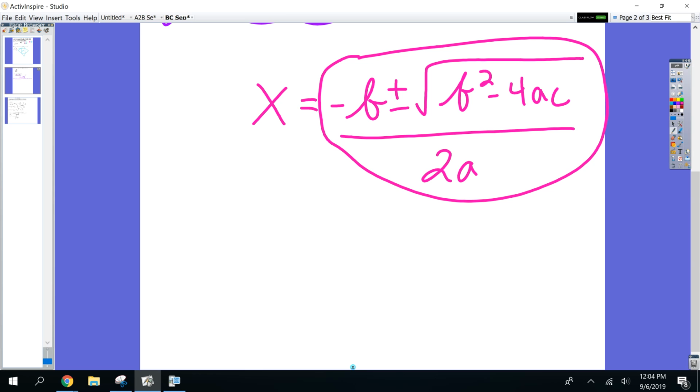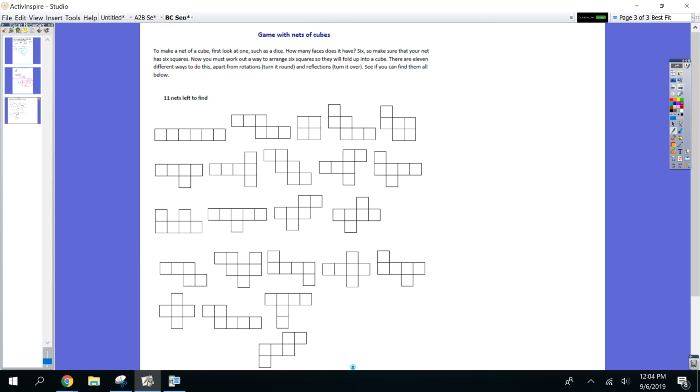All good? All right, last thing we're going to do. Remember how many nets I mentioned earlier today about making a cube? How many nets are there? You're going to find them all. You and your partner right now are going to find all of them. Okay? Let's make this easy on ourselves right off the bat. How many faces on a cube? So I should be able to eliminate a couple of these just by how many squares there are in the net.